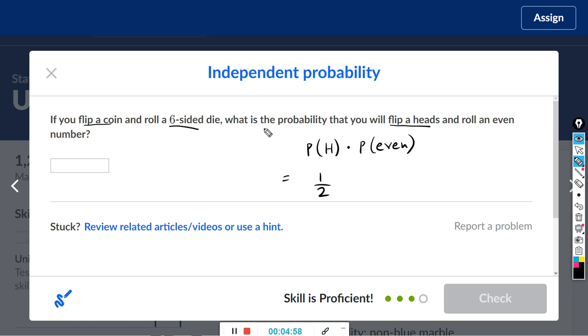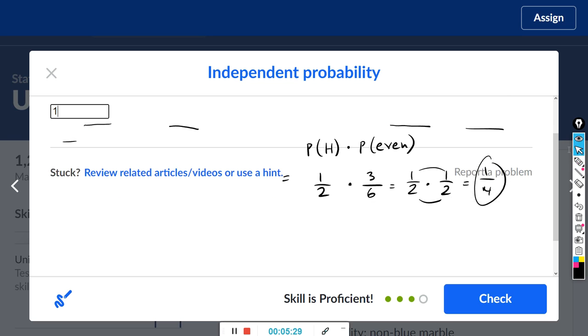And for the 6-sided die, to roll an even number, that's just going to be 3 out of 6. All right, so 3 out of 6 is actually the same as 1/2. So we can just do 1/2 times 1/2. 1 times 1 is just 1, and 2 times 2 is 4. So in the box, 1/4.